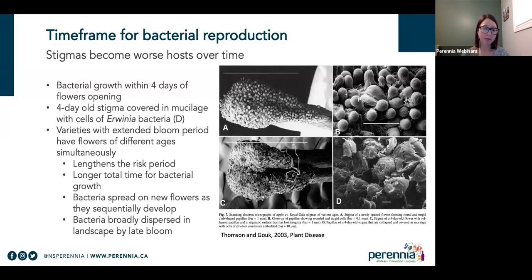And then also it becomes even more risky as the bloom season progresses, because you've had so many flowers that have the potential for bacterial growth on the stigma, that when you've got old flowers appearing, there's so much bacteria broadly dispersed in the landscape that it can very quickly be distributed to new flowers that are blooming late. So it gets even more risky over time.